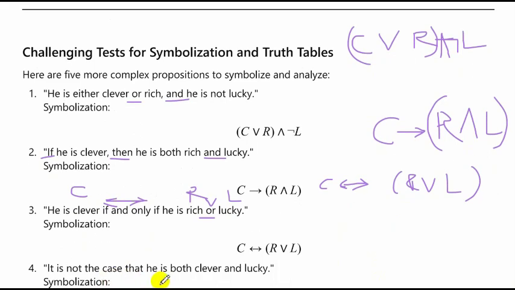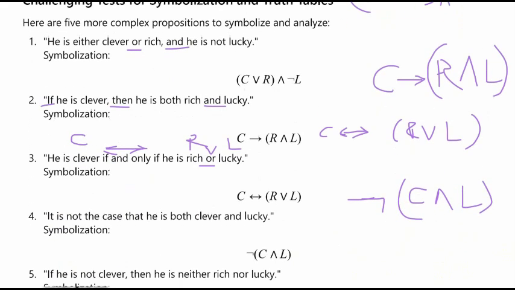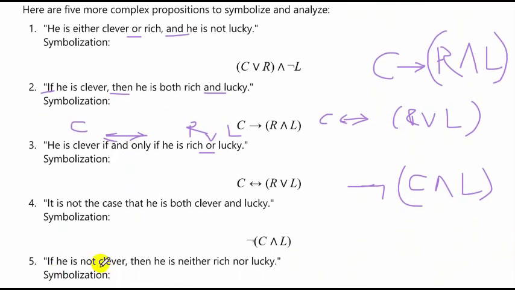It is not the case that he is both clever and lucky. So clever and lucky will be one, and it is not the case, that is the negation of he is both clever and lucky. Alright. If he is not clever, C, rich or lucky, nor means or. So or lucky.